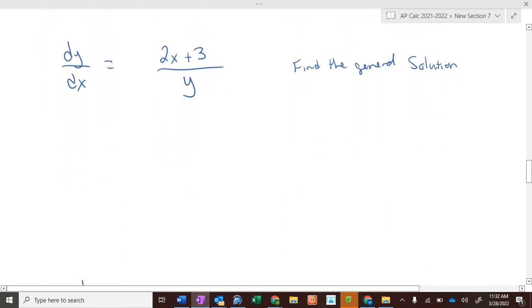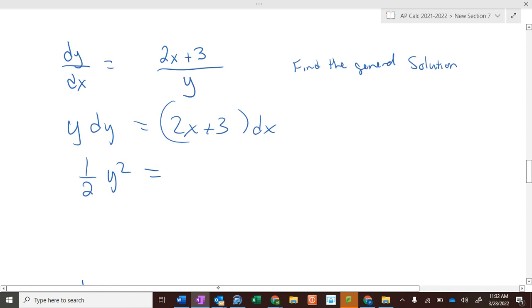Find the general solution to this equation. This should be easy for you. y prime equals (2x plus 3) over y. So y dy equals 2x plus 3 dx. Multiply both sides by y, because y is in the denominator at the start. So it's 1/2 y squared equals, because we're integrating, x squared plus 3x plus c.